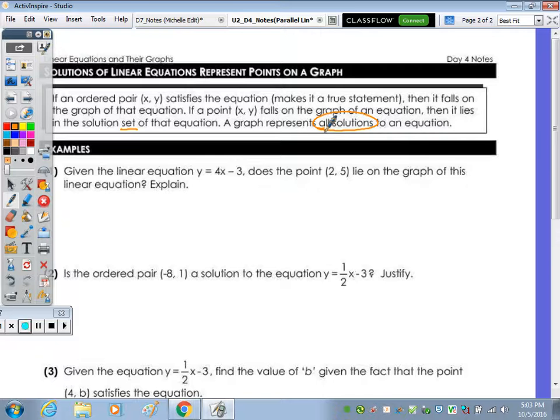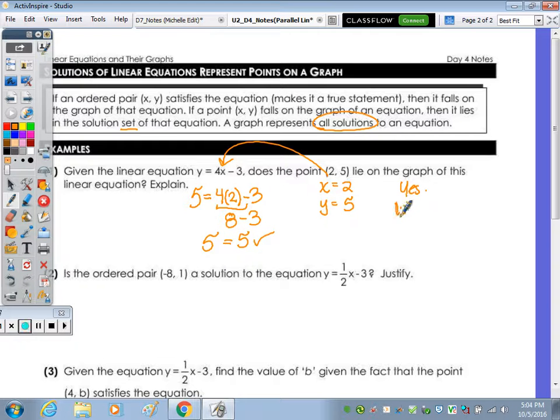Number 1. Given the linear equation y = 4x - 3, does the point (2, 5) lie on the graph? What we're going to do is substitute x is 2 and y is 5 into our equation. So does 5 equal 4 times 2 minus 3? Order of operations, multiply, so we get 8 before we subtract, and we end up with 5 equals 5. It works. It came out to be true. So yes.